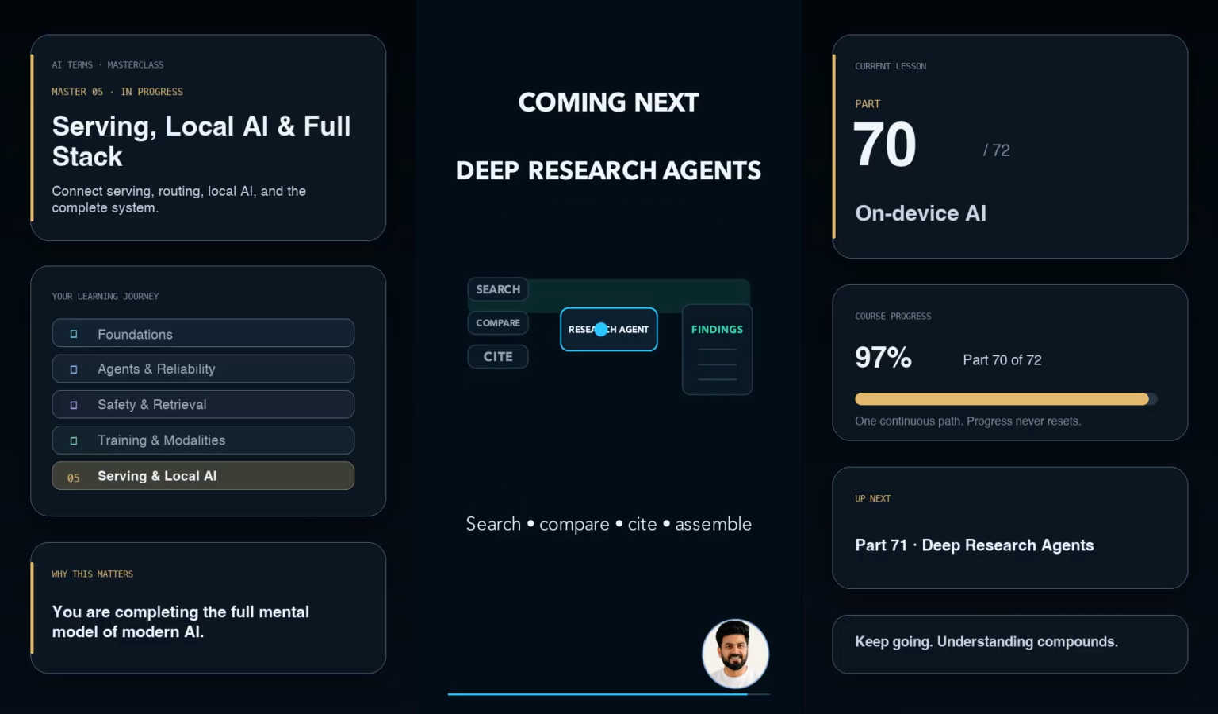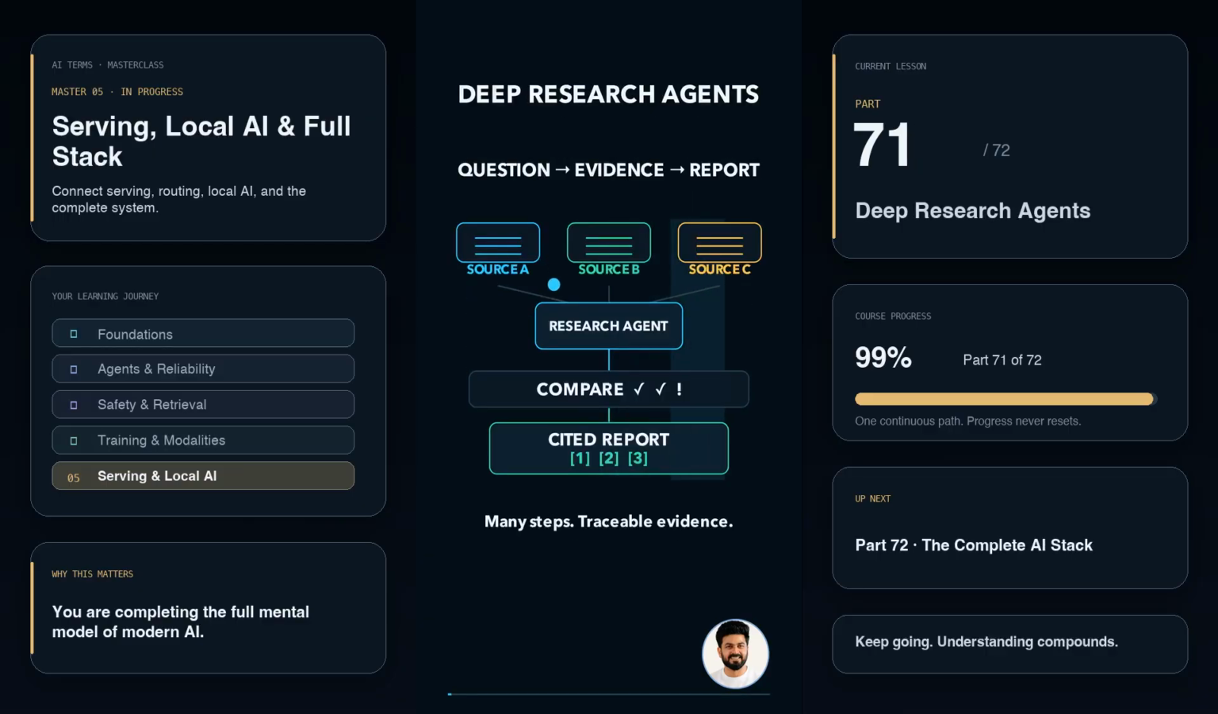Coming next, deep research agents. Search, compare, cite, and assemble findings. A deep research agent does more than answer from one prompt. It plans a question, searches for sources, reads them, compares evidence, and builds a cited report.